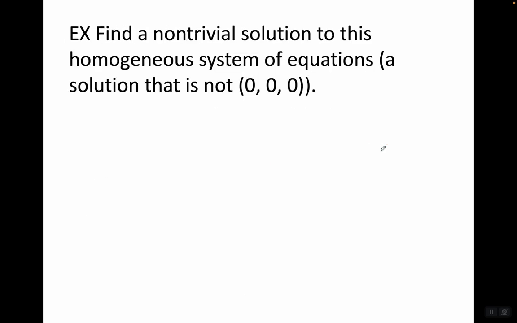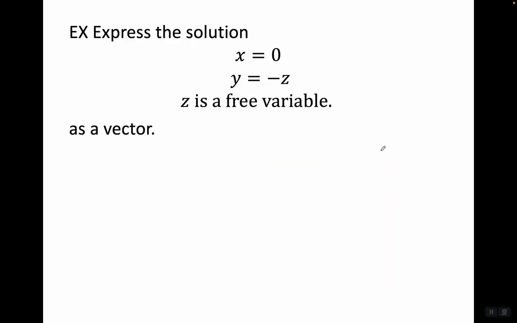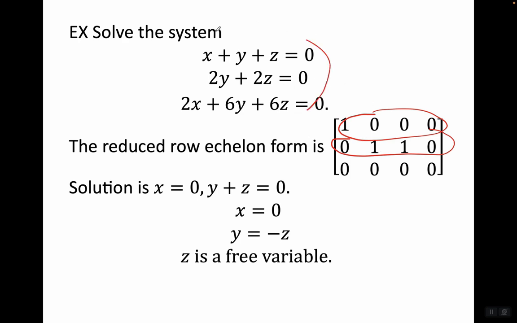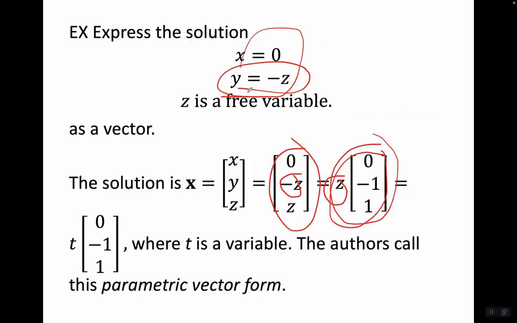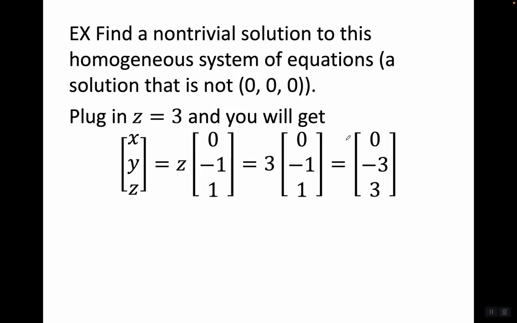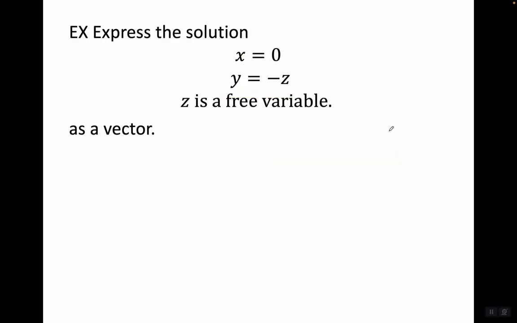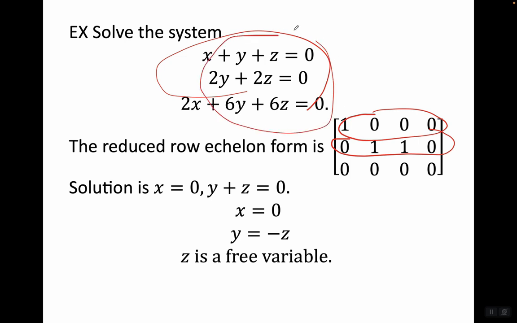Find a non-trivial solution to this homogeneous system of equations, a solution that is not 0, 0, 0. So again, we're looking at this system of equations here. The solution is going to be of this form, so you just pick a value of z. Go ahead and shout out a value of z. I think I heard you say 3. Okay, so you plug in z = 3, and you get (x, y, z) = 3 times (0, −1, 1), or (0, −3, 3). And if you plug (0, −3, 3) into that system of equations, you'll find that it's a solution.